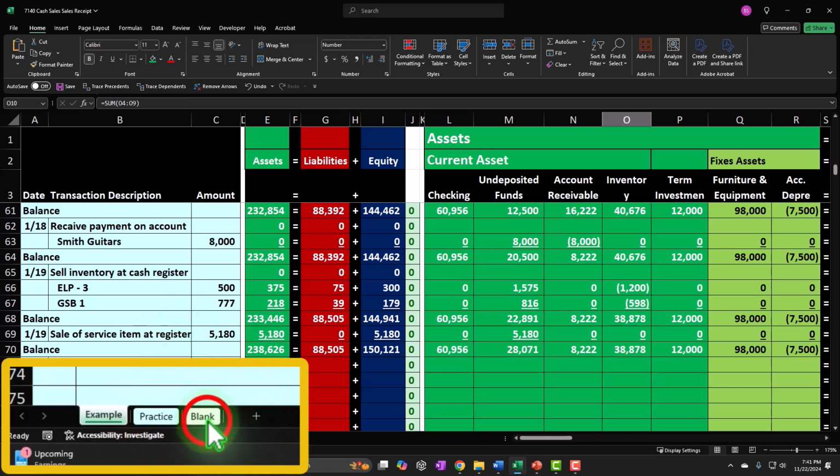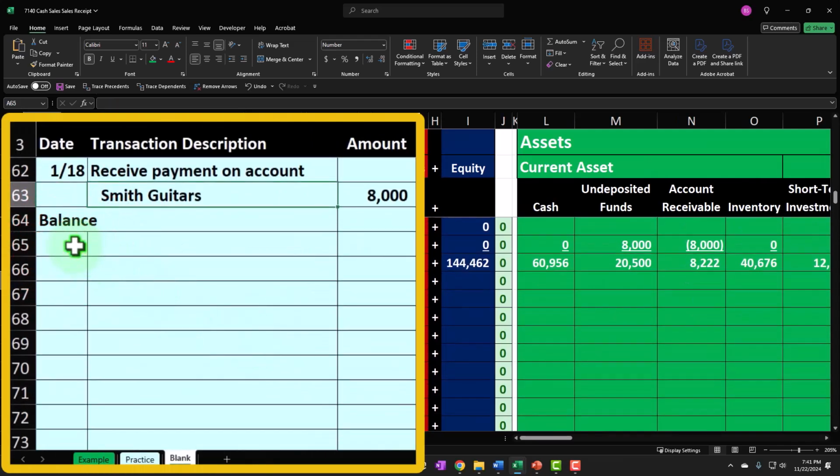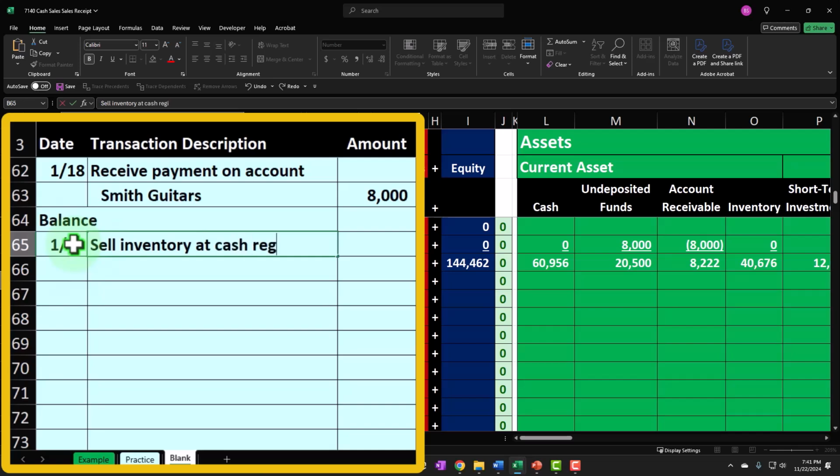All right, let's go to the blank tab and see what this looks like. So we're going to be down here. We're going to say this is going to be another 119. The transaction, we're going to sell inventory at a cash register, let's say. And then the inventory items, we're going to say is an ELP. Let's say we sell 3 of those. And then we're going to say sell a GSB and we sell 1 of those.